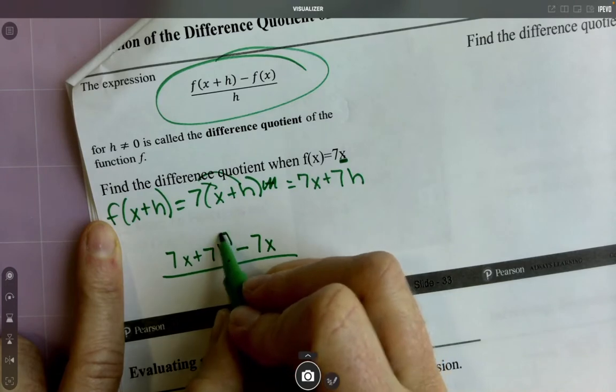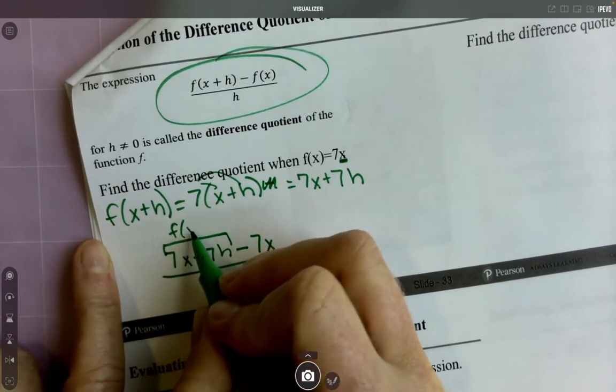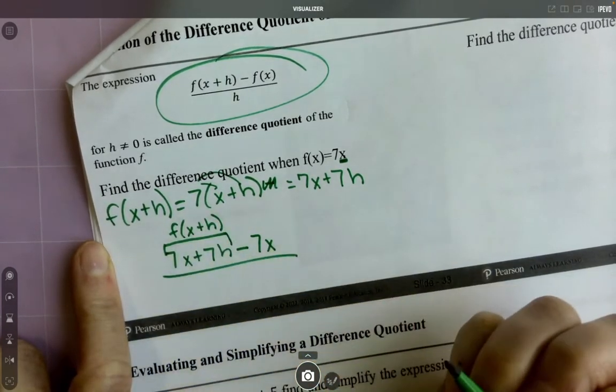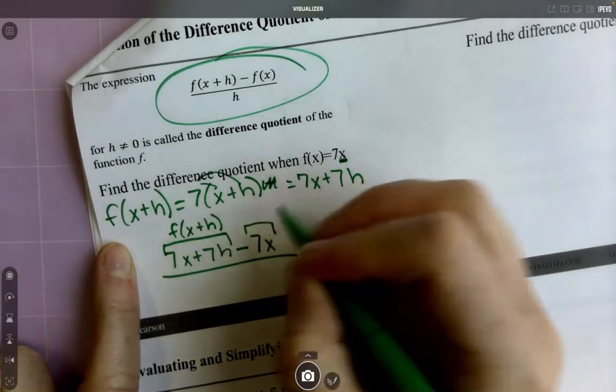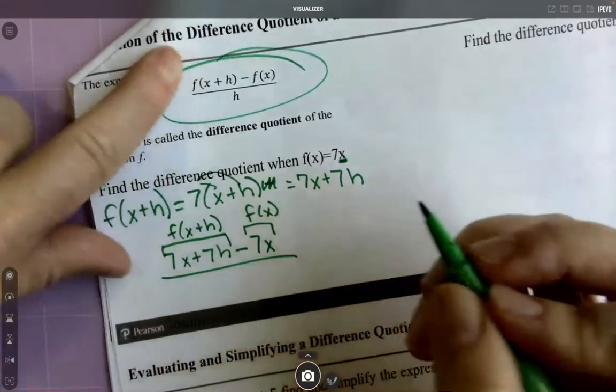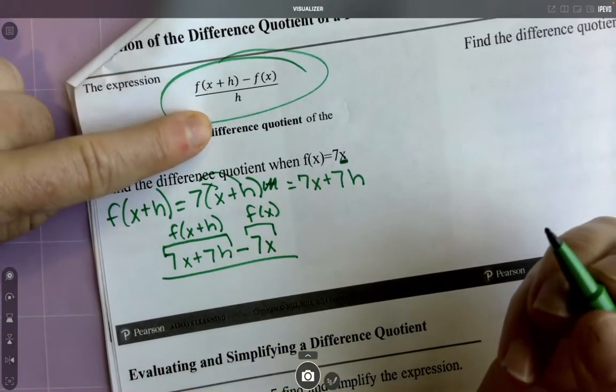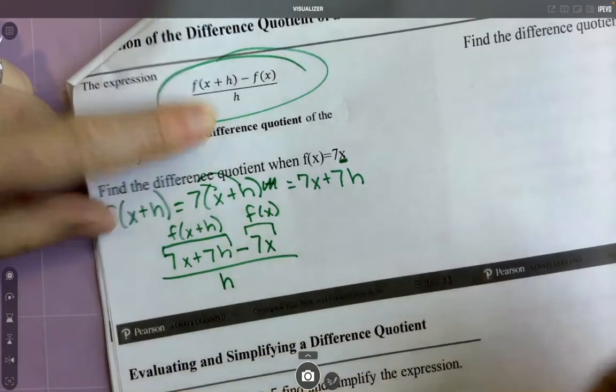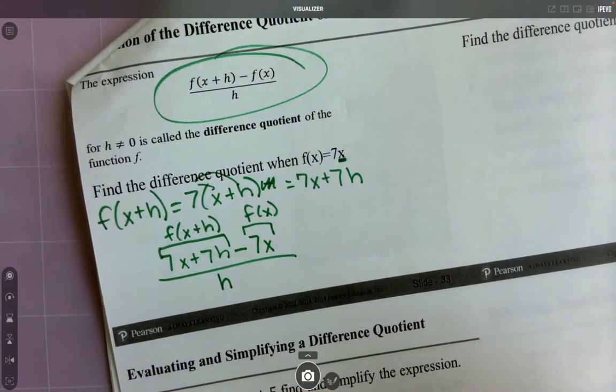So this part right here was f of x plus h. This part right here was f of x, just like our equation. And then over h is just h. And then you would simplify.